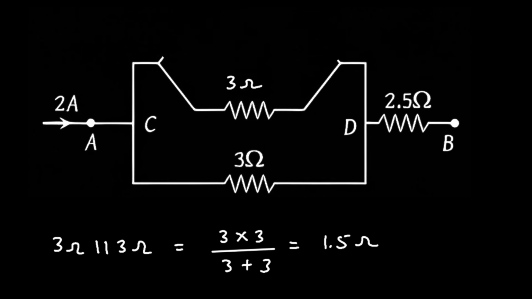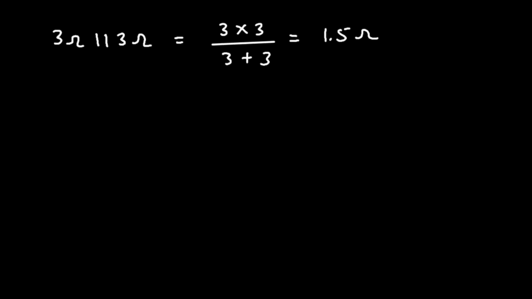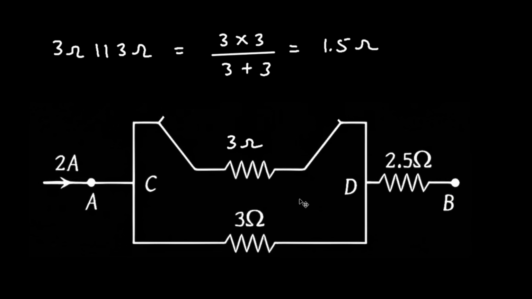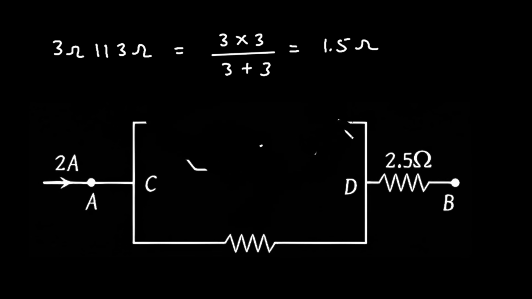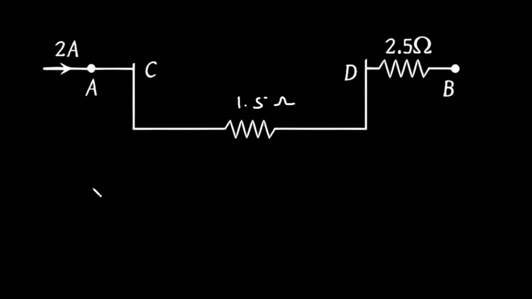So again we can copy this circuit from here and we can replace these two resistors by a single resistance value of 1.5 ohm. So let's replace it. It will be 1.5 ohm. Now here we can see this 1.5 ohm and 2.5 ohm are connected in series. So it will be 1.5 ohm plus 2.5 ohm.